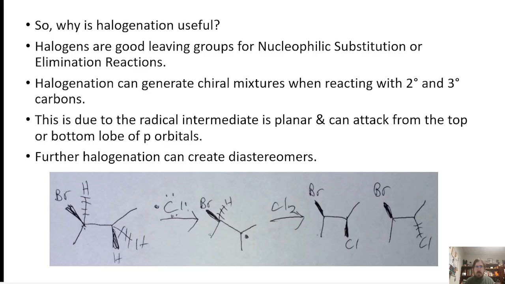Halogenation can be used to generate chiral mixtures when you have secondary and tertiary carbons. This is due to the radical intermediate being planar and can attack from the top or bottom lobe. So you're going to get a mixture. So in this case, a further halogenation can create diastereomers.